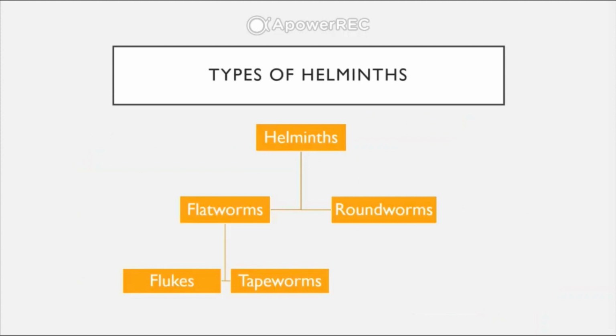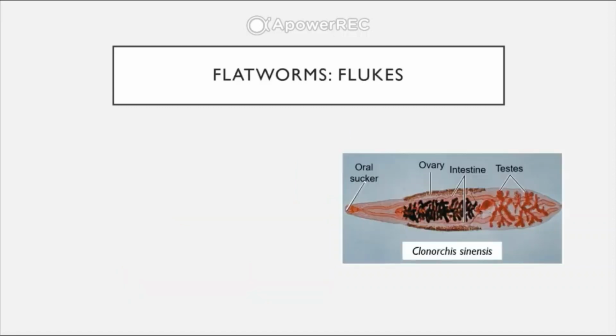We have different types of helminths. In helminths, we have the flatworms and we have the roundworms. With the flatworms, we have two subtypes we need to be concerned about. These are the flukes and tapeworms. So let's begin with flukes.